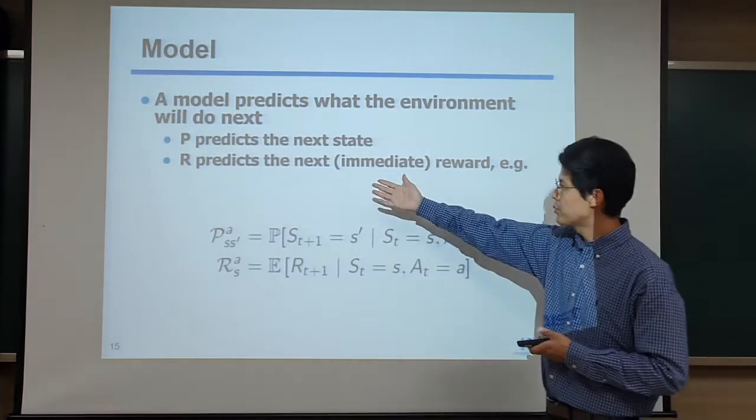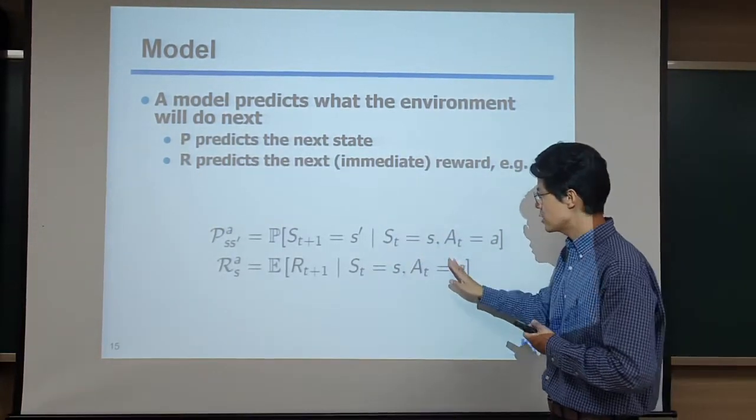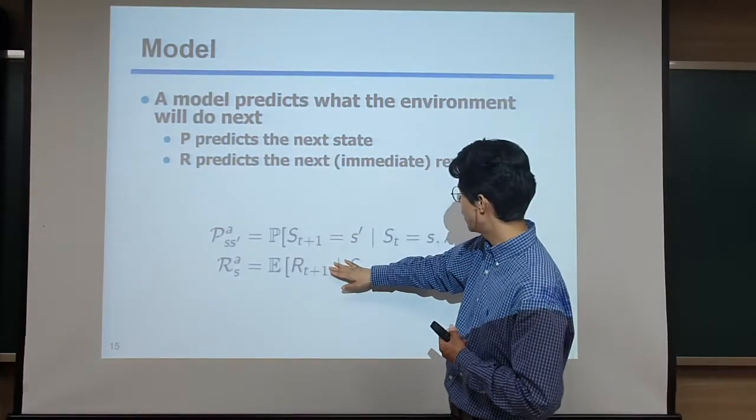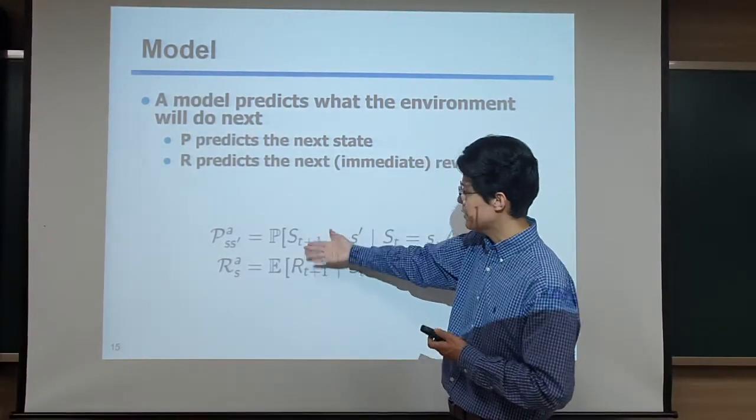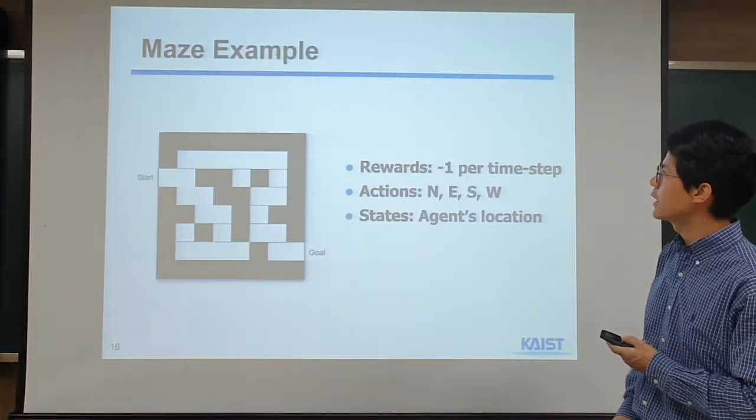Also R predicts the next immediate reward, right? Given the current state and action, what might be the immediate reward at the next time step? The P and R functions are the typical components of a model.